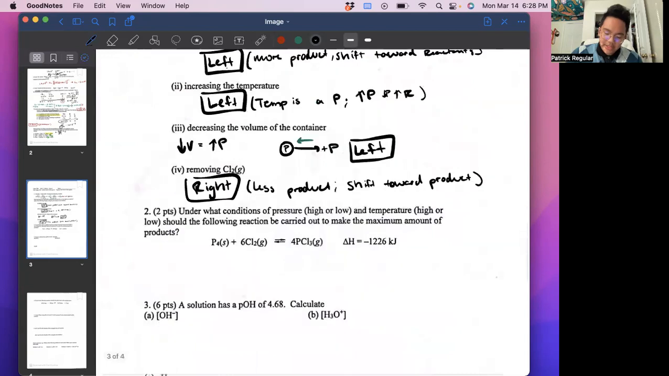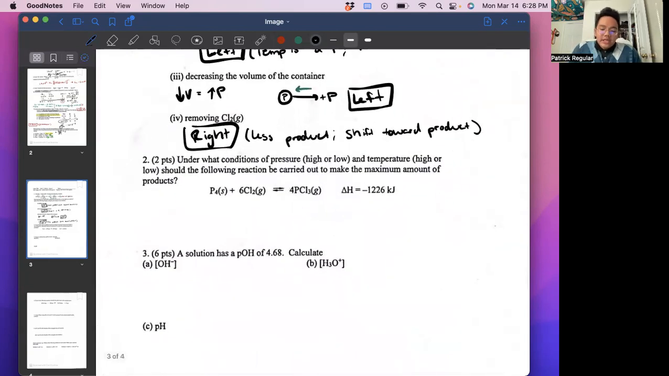All right, let's go back down here. Now, under what conditions of pressure and temperature should the following reaction be carried out in order to make the maximum amount of products? All right, so we're given this reaction right here. And again, we see our delta H is negative, so it's exothermic. So heat must be a product.